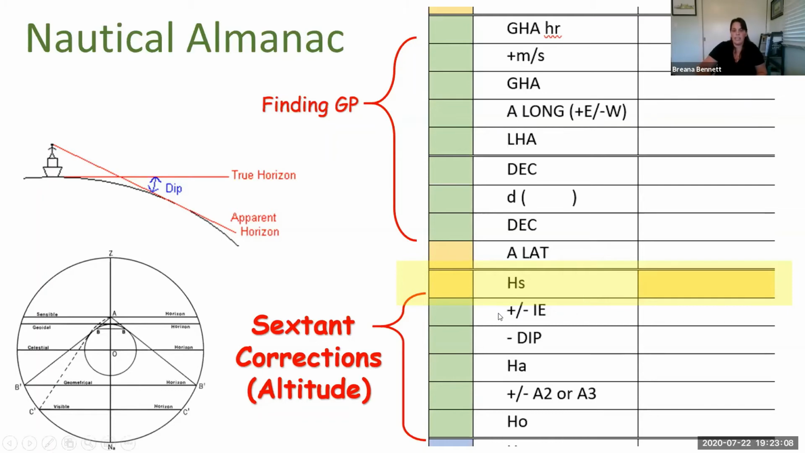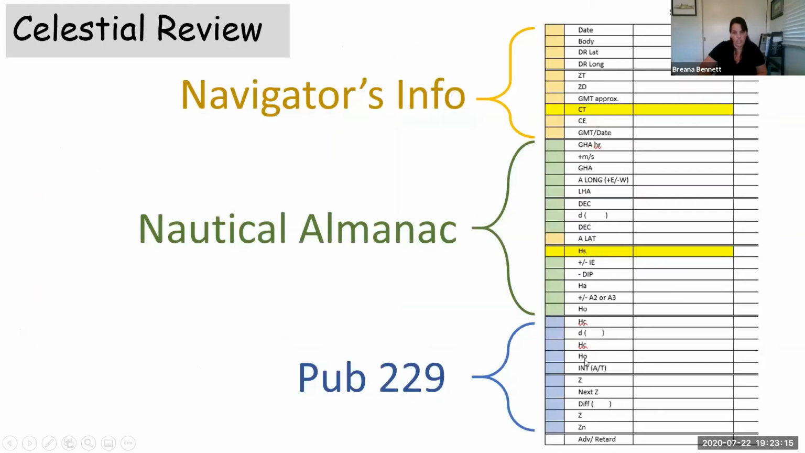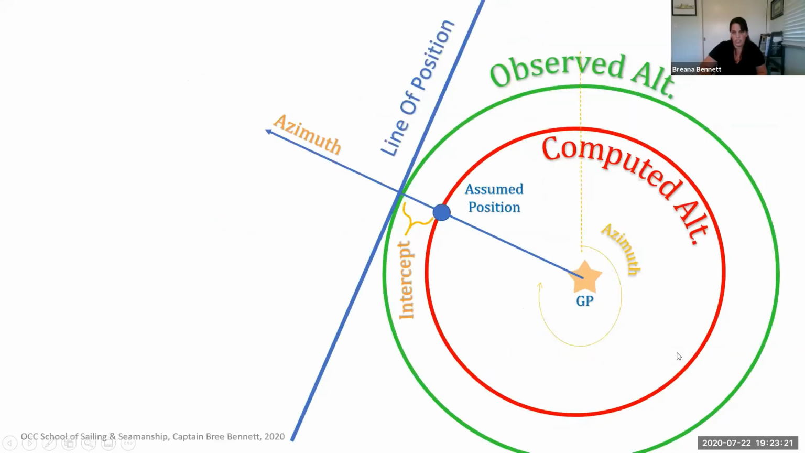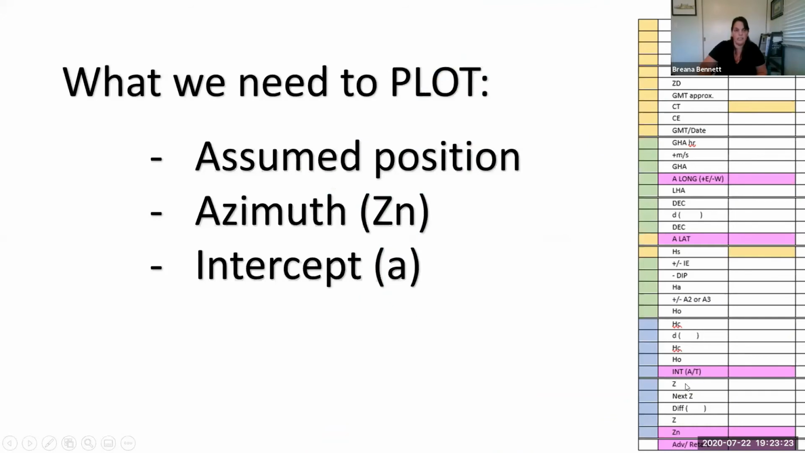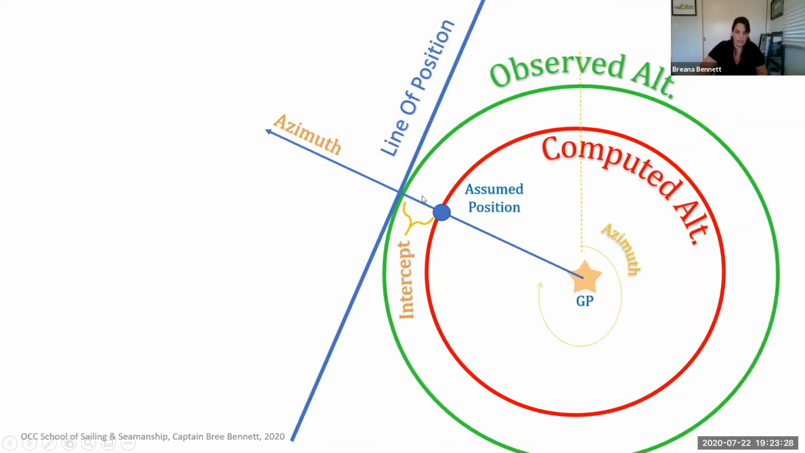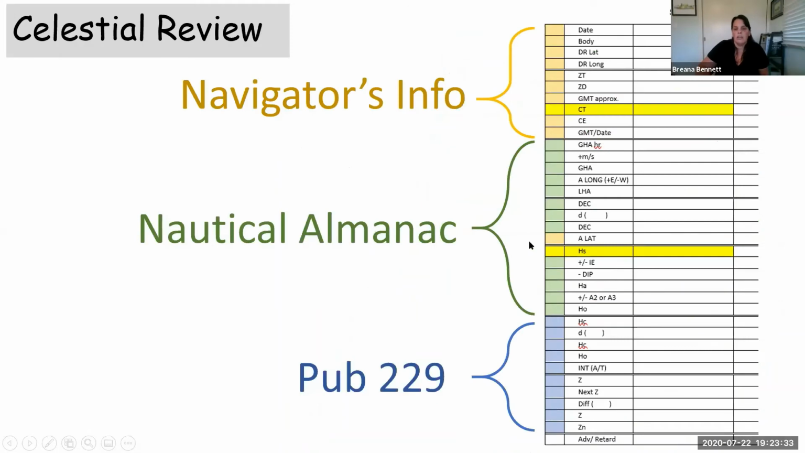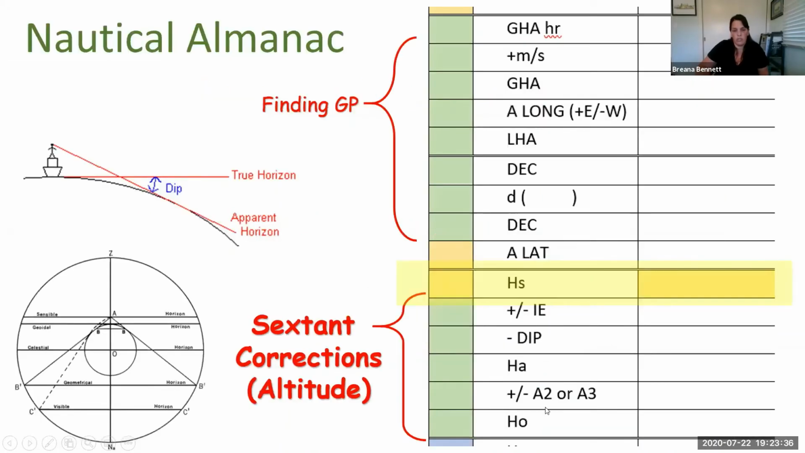And then we apply all of these corrections in order to get HO. Then we compare our HO to our HC. Let's bring it back to this one. Our HO and our HC, that's where we get our intercept. So that's how we can calculate our line of position. It's one more step here. We're going to go through what these corrections are and how we find them, and they're in the Nautical Almanac. Make sense so far?